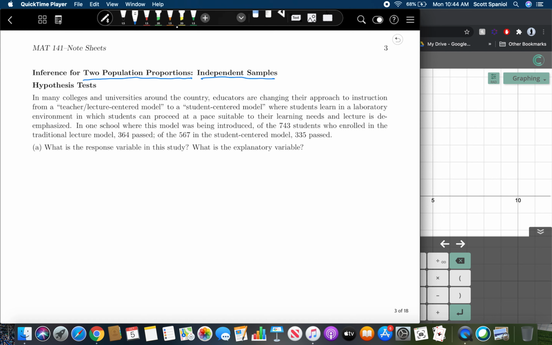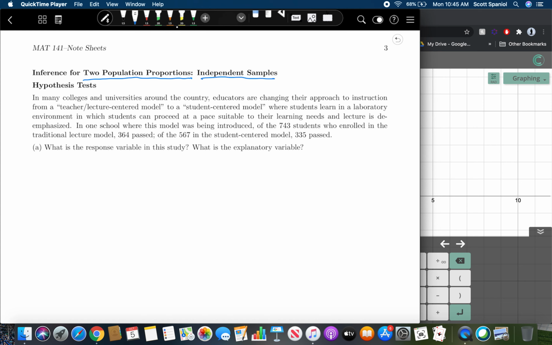So in many colleges and universities around the country, educators are changing their approach to instruction from a teacher/lecture-centered model to what this class actually is, which is more of a student-centered model, where students learn in a laboratory environment, in which students can proceed at a pace suitable to their learning needs, and lecture is de-emphasized. In one school where this model was being introduced, of the 743 students who enrolled in the traditional lecture, 364 passed. Of the 567 in the student-centered model, 335 passed.